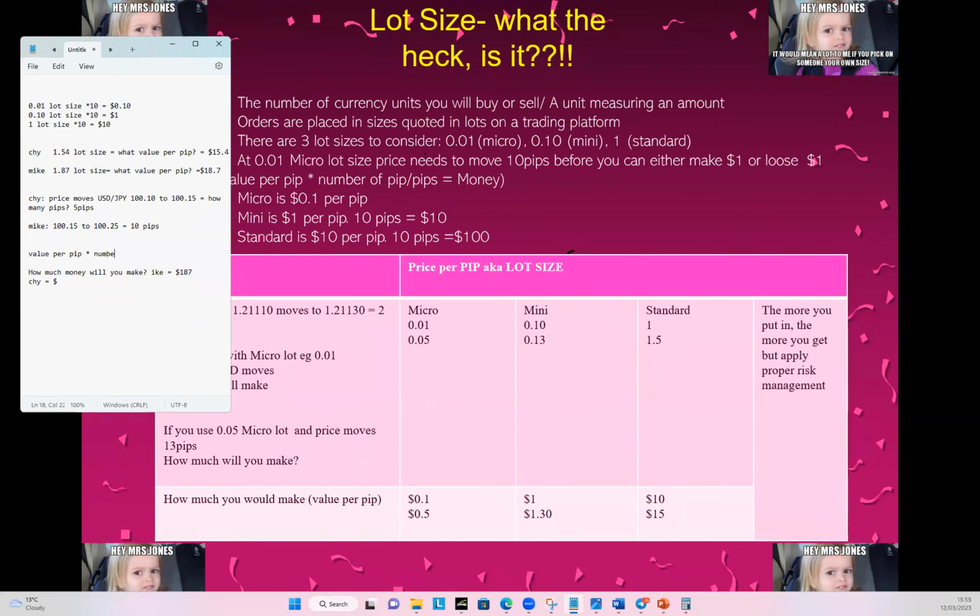Please check again. The value per pip is 15.4, and the number of pips is 5. So it's 77. Are you sure? Hold on. 15.4 times 5 is 77, yeah? Yeah. Perfect. All right, so that's the answer.